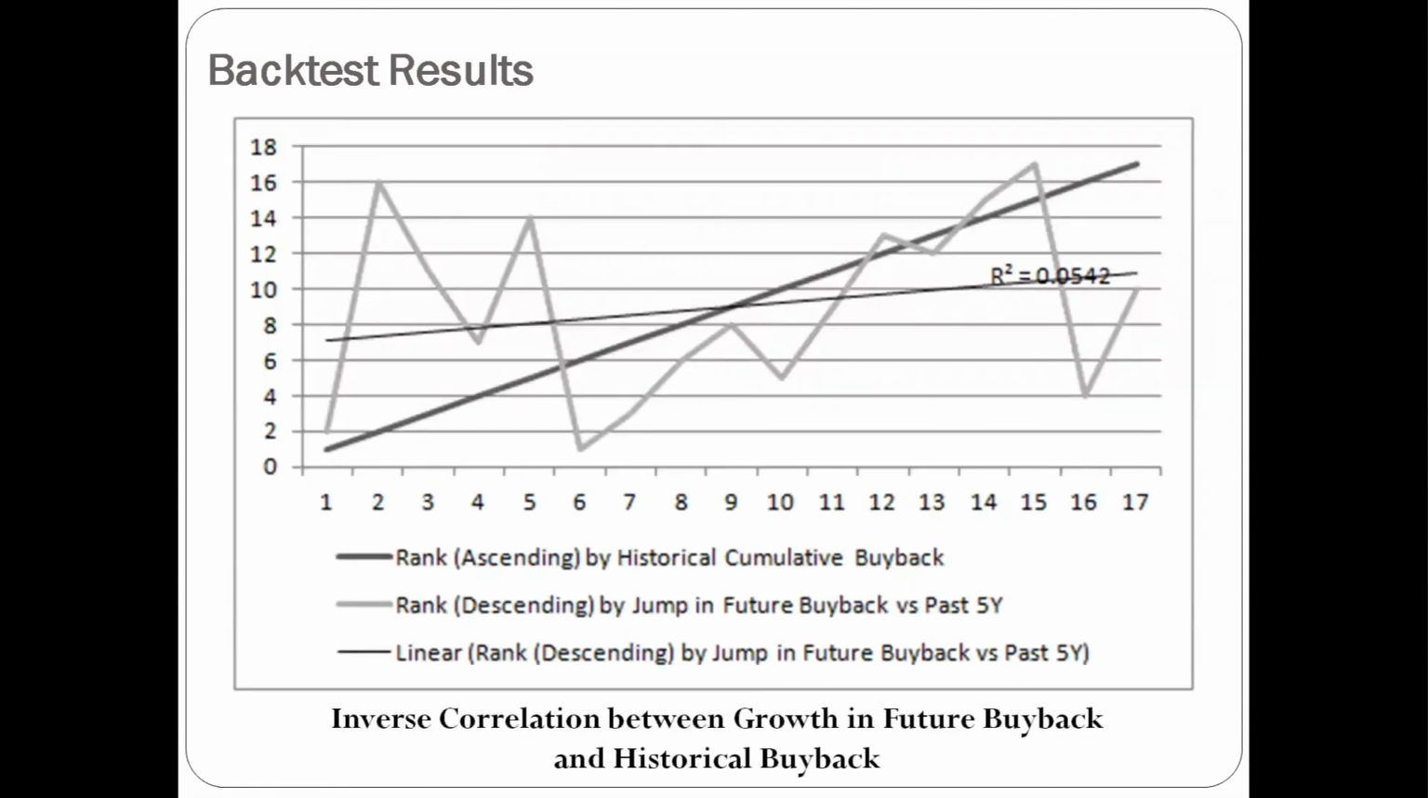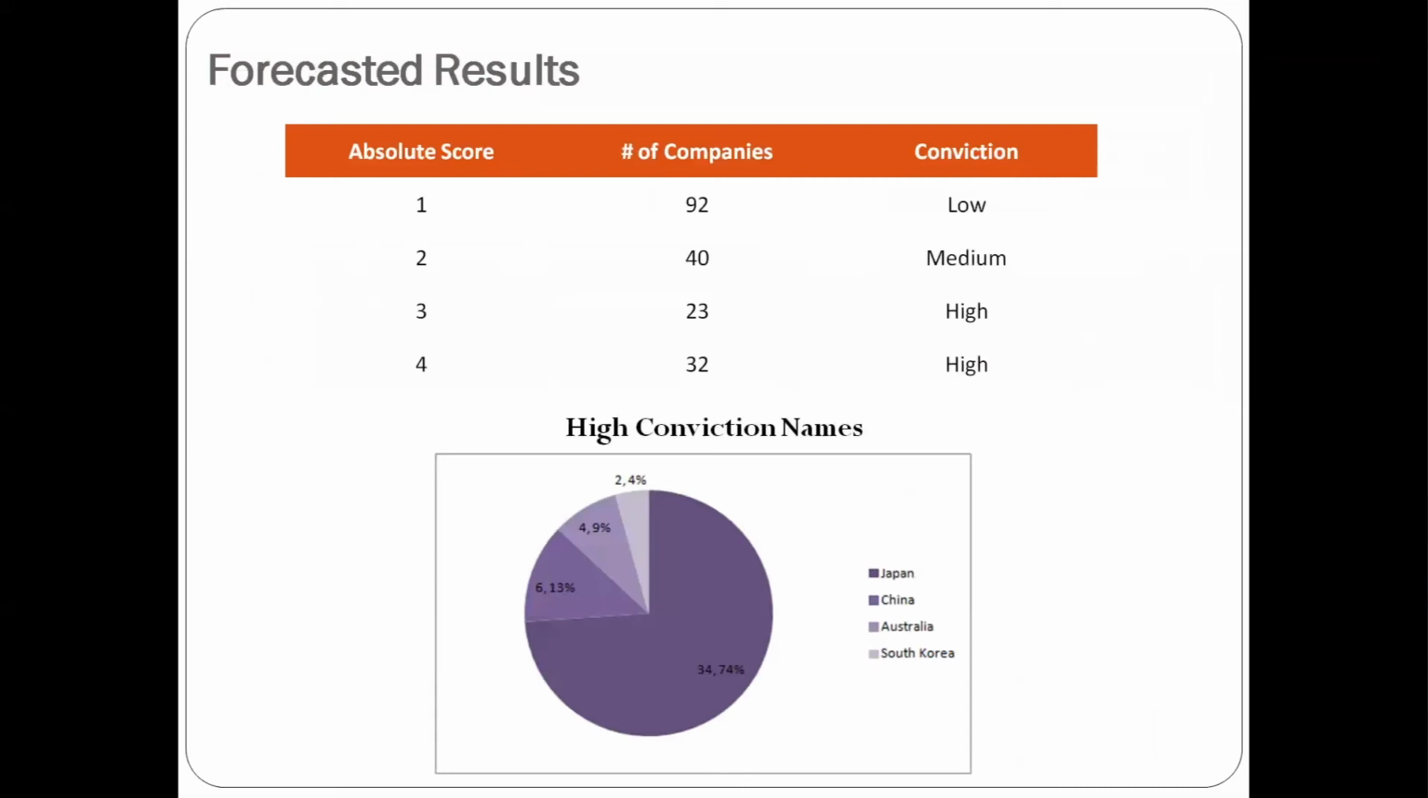As I alluded to, the correlation comes out to be pretty similar, and there is an inverse correlation between growth in future buyback and historical buyback. In terms of forecasted results, we get a total of 187 companies that pass our filters, and of this, the high conviction companies, that is companies with a score of 3 and above, are about 55. Here, the results are dominated by Japan with about 74% representation, followed by China. So that's just a quick overview of the results.